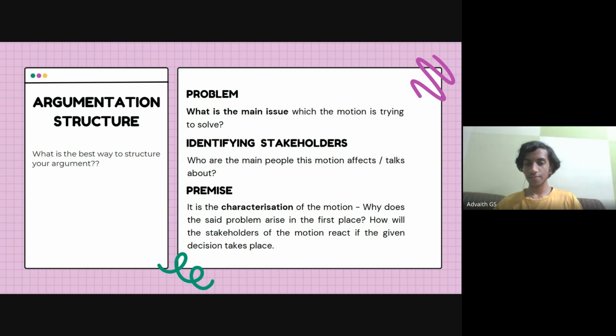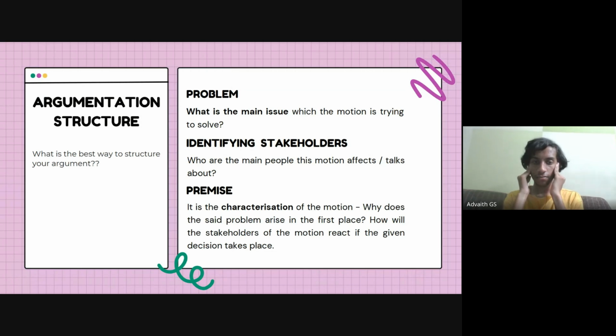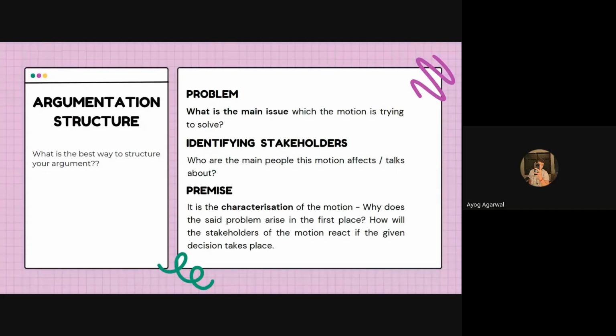Sir, I had a problem with that slideshow that you were teaching before, after the premise, identifying stakeholders and problem. Okay, we'll get to that. First, let us make sure premise is well understood. Yes, you have something to say? Yes, sir. Can you explain our premise once again, sir?